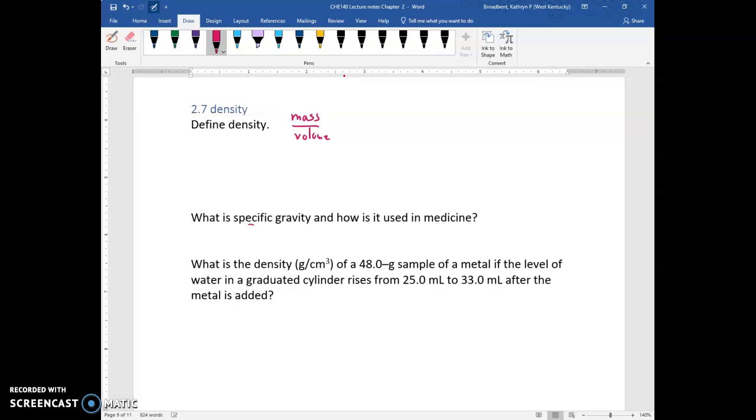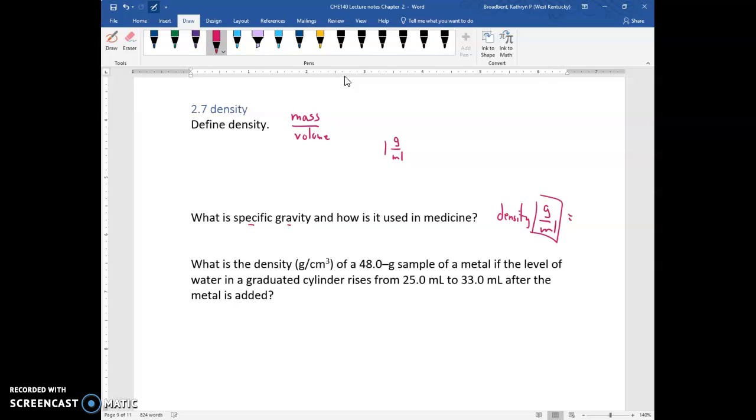In medicine, people use specific gravity, particularly when they're talking about urine. They'll say what the specific gravity of their urine is. For our purposes, you can just take the density in grams per milliliter and remove the units, and you'll have specific gravity. For our purposes, that's all it is. Specific gravity is the relationship of density to the density of water. The density of water is 1 gram per milliliter. So when you take a specific gravity, you're basically just taking off the units.